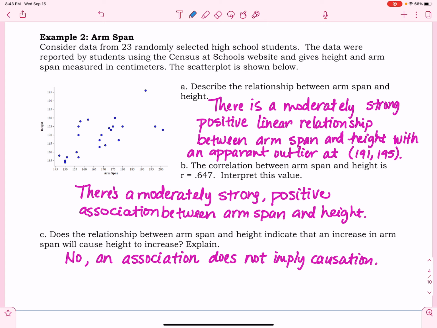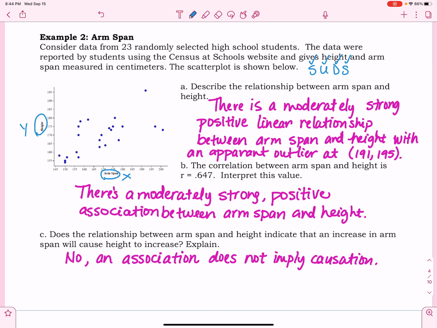So on part A, we're being asked to describe the relationship between arm span and height. And as you can clearly see, height is my response variable and arm span is my explanatory variable. So if I'm going to describe this, I'm going to use my cute little device here to remember this. So I want to talk about shape, unusual features, the direction, and the strength. So that is what I'm going to do.